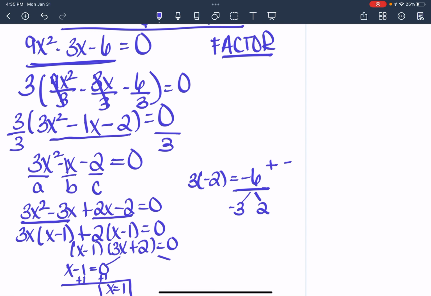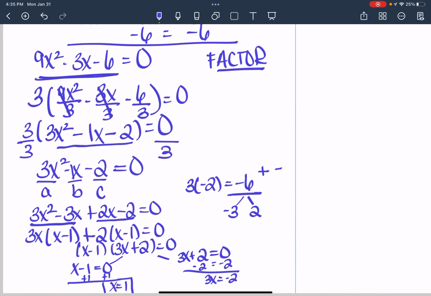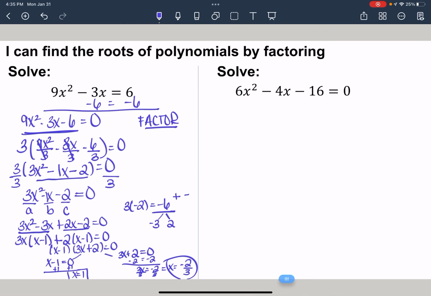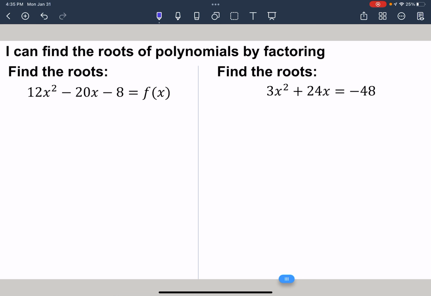And then here I have 3x plus 2 equals 0. And this is a two-step equation. I'm going to have to subtract 2 from both sides. That gives me 3x equals negative 2. And then I have to divide both sides by 3. That gives me x equals negative 2/3. So that's how you get two solutions when you solve equations by factoring. So let's try another example.